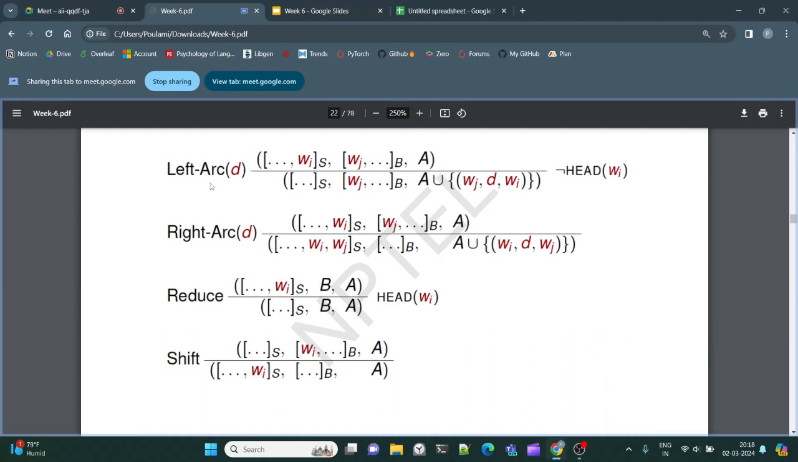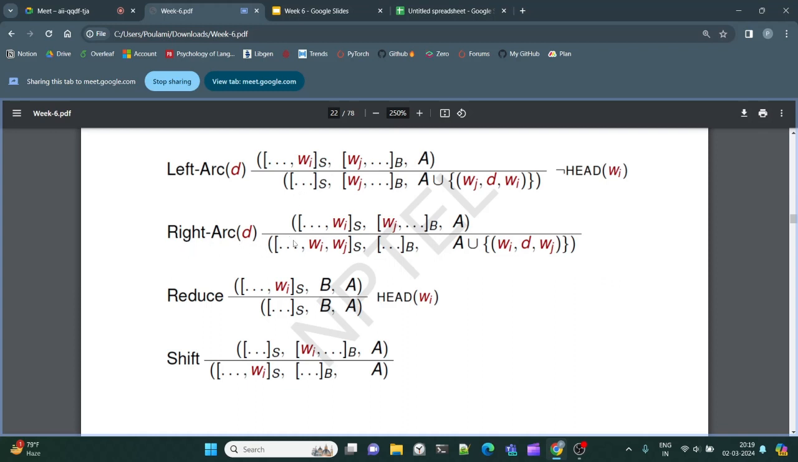So here you see that whenever we take a left arc, initially we start with this configuration. After we take a left arc, the word at the top of the stack is removed, and the buffer remains as it is, and we add the dependency that we just found, the left arc, in the list of arcs. So what is the left arc? Left arc happens from the top of the buffer to the top of the stack, so from wj to wi. Okay, so this is the scenario.